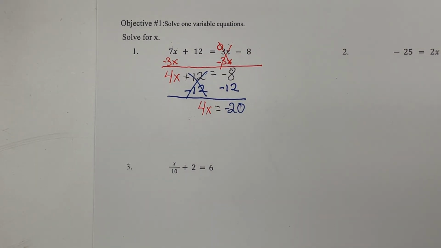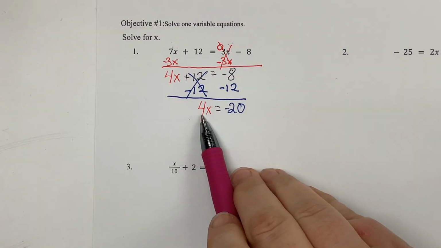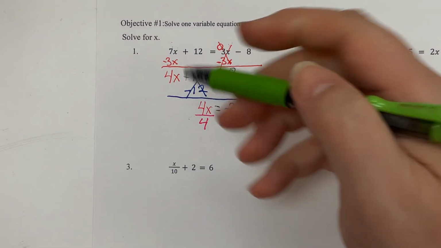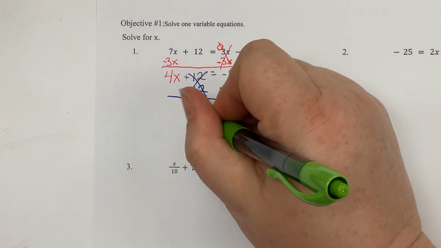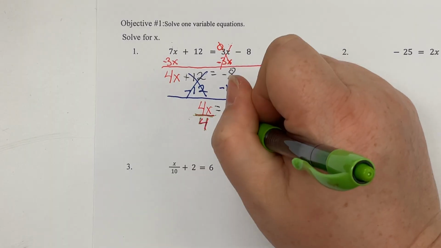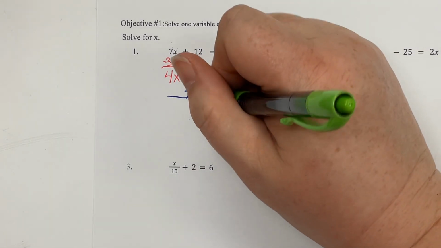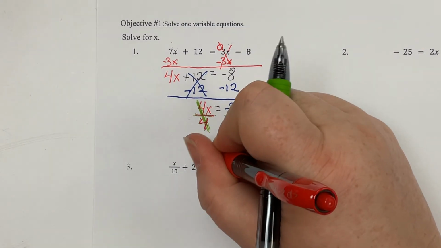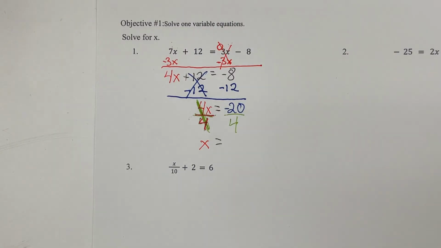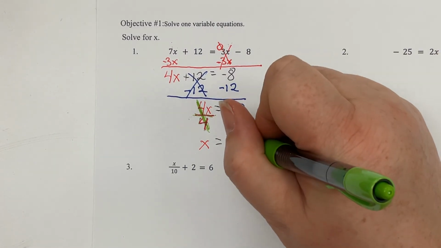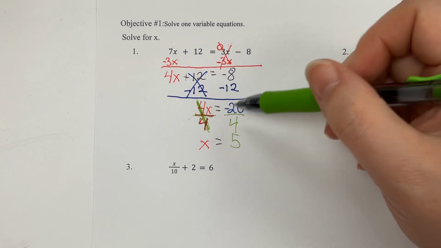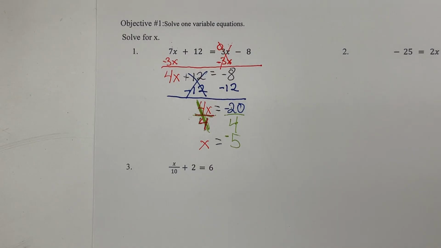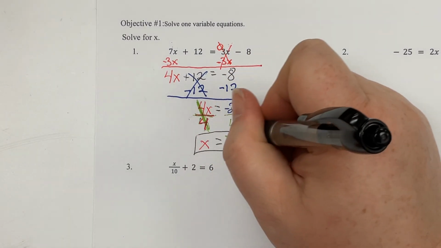Okay, now what do I do? Okay, we still have that 4, so let's get rid of the 4. Oh, bad color choice. Let's pick something else. Red and pink are not friends. Okay, divide by 4 on both sides. These guys cross out, and we're left with x equals what? 20 divided by 4 is 5. Negative divided by a positive is a negative. So x equals negative 5.